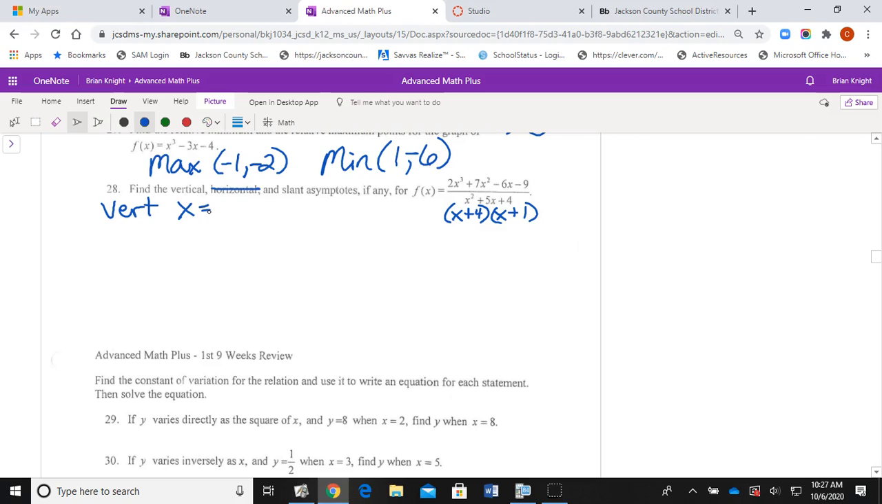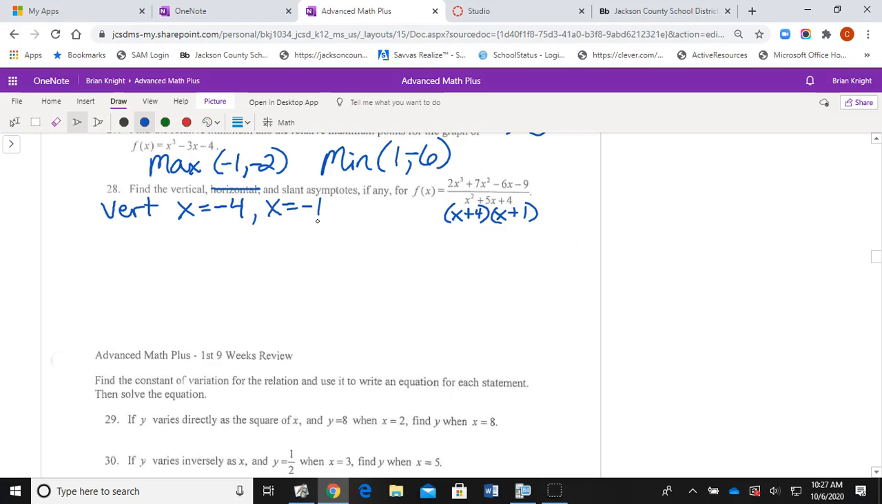-4 and -1. So x equals -4. X equals -1. Y'all may have said that, I just couldn't hear you. Okay, that's my vertical asymptotes. How do we get the slant? What do we do? It's that big long stuff that y'all hate doing.